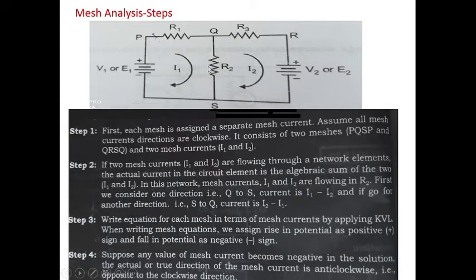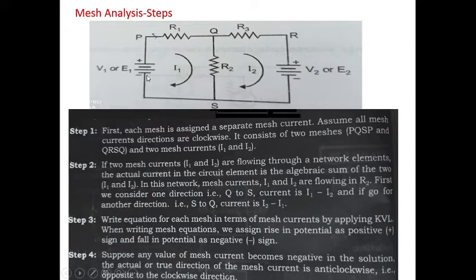First of all, when we are getting a problem, you have to see how many meshes are there. How to see a mesh? A closed loop is nothing but a mesh. So here two meshes are there. Accordingly, you have to draw the current like this, in a clockwise direction. So here I1 and I2 we have drawn in the clockwise direction.